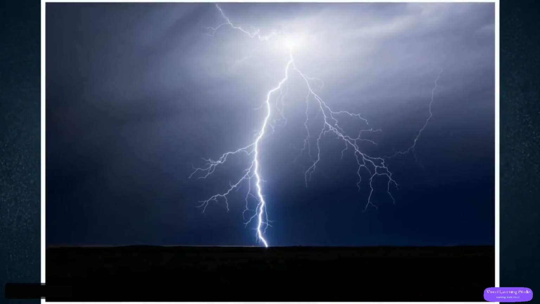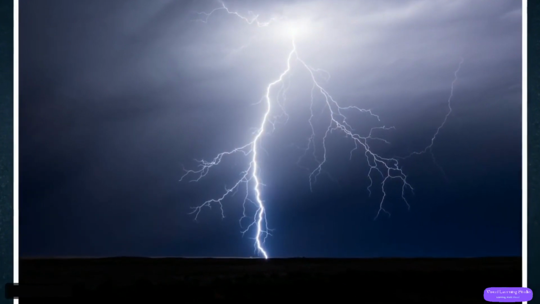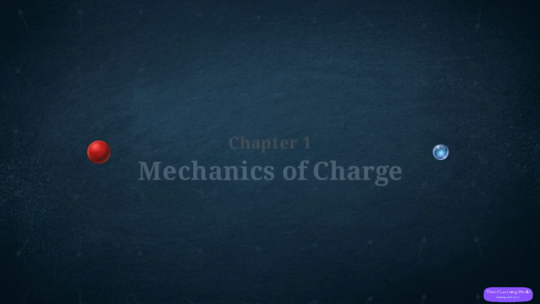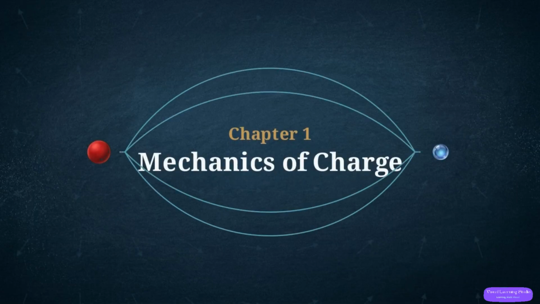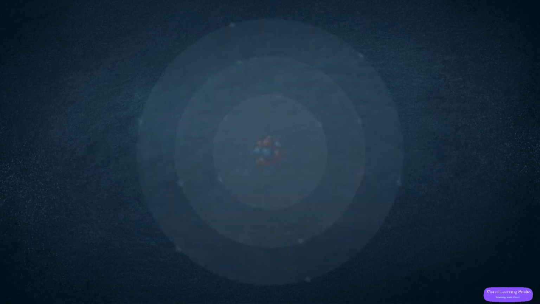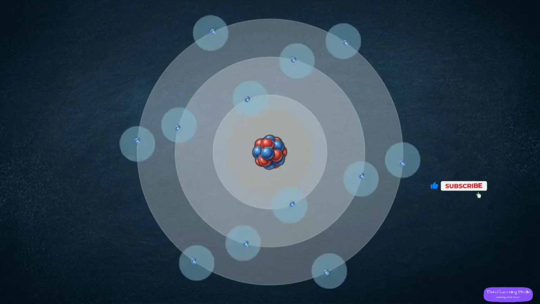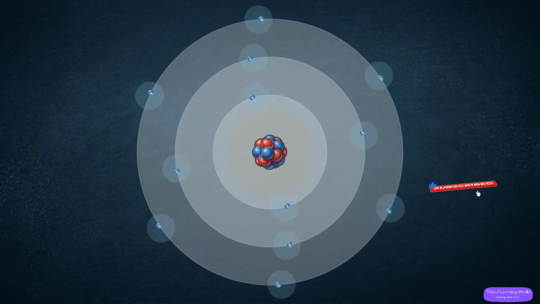You felt the tiny shock from a metal door handle or watched lightning rip through a dark sky. These phenomena are the large-scale results of the mechanics covered in Chapter 1. Every electrical event begins with a fundamental property of matter, charge. We categorize this using the positive protons found in the nucleus and the negative electrons that orbit them.